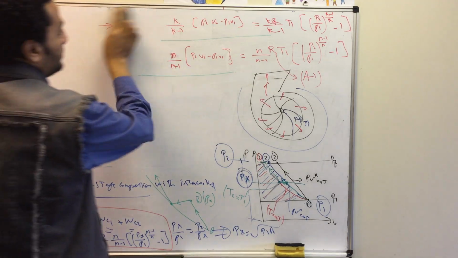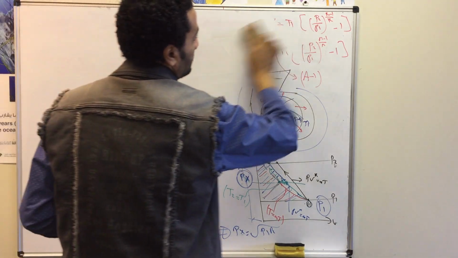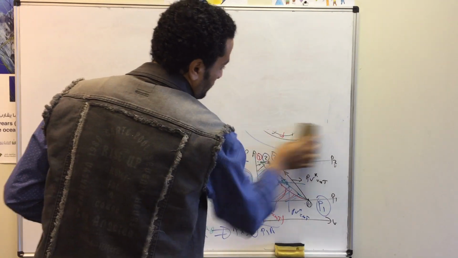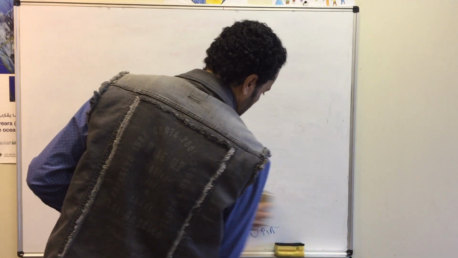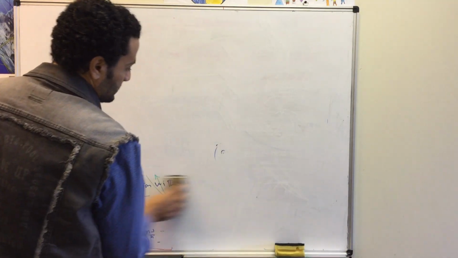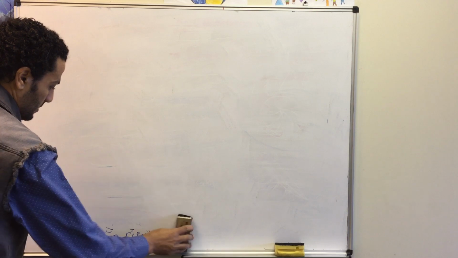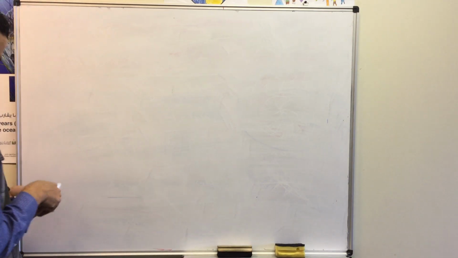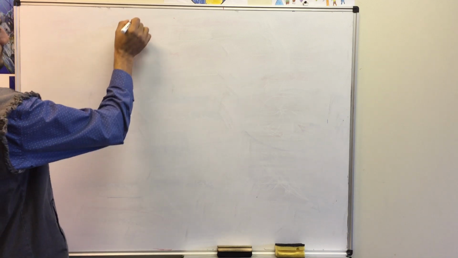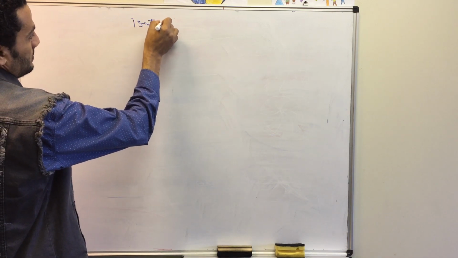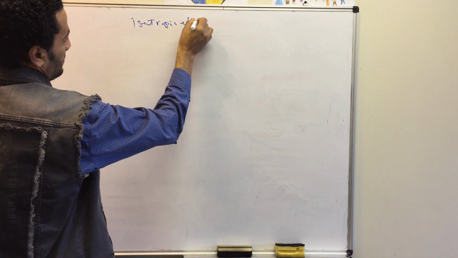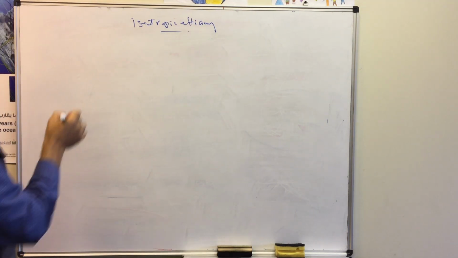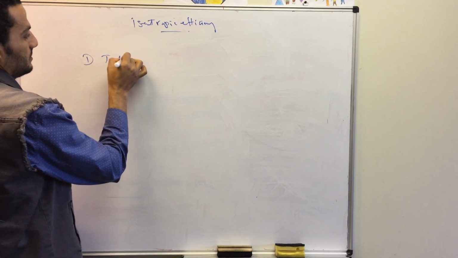We have another topic, which is the isentropic efficiency of steady flow devices. We can calculate the isentropic efficiency of steady flow devices. Let's start first with the turbine.